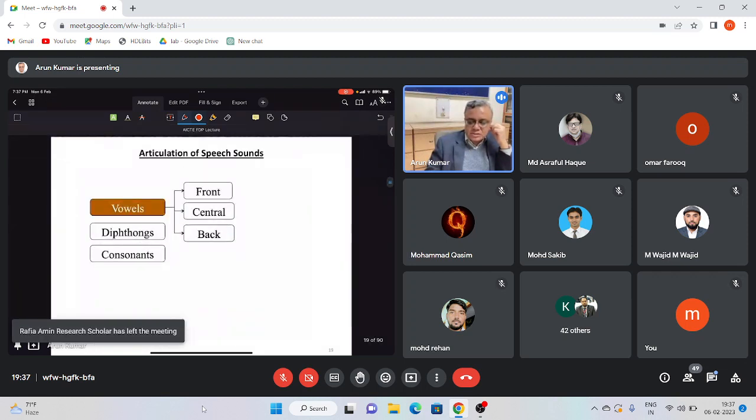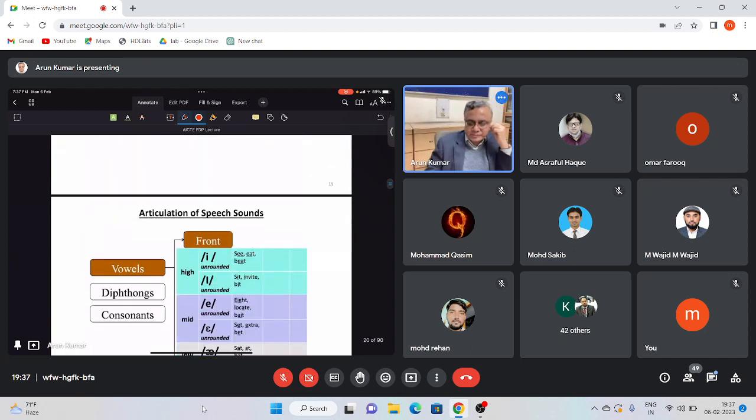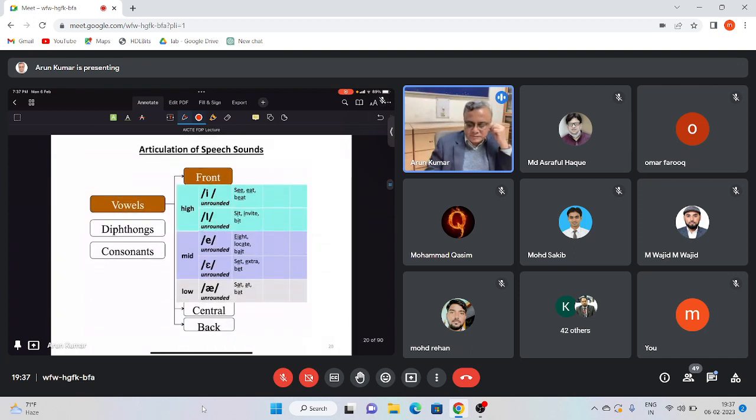So vowel sounds are characterized by the front position of the tongue, or central position, or the back position. And here are some examples for the front position of the tongue. Front and high position, like E or I, capital I, corresponds to the I sound like in sit, invite. Or you have the A sound when the tongue is in the middle position, corresponding to aid, locate, and so on.